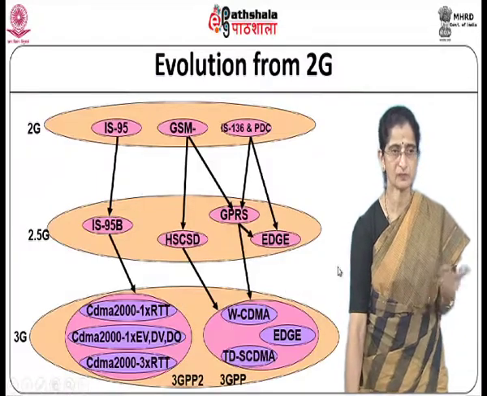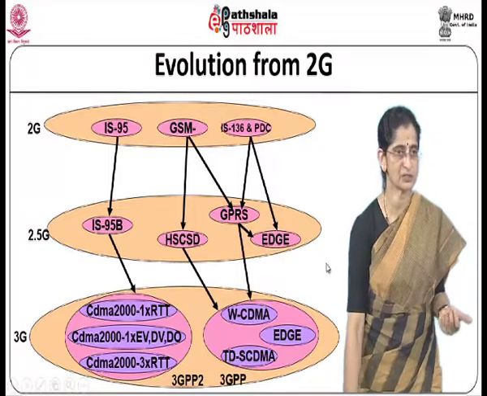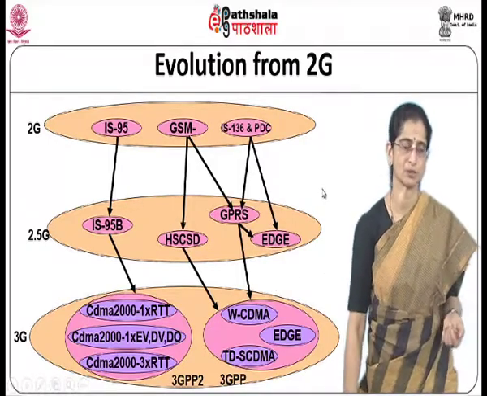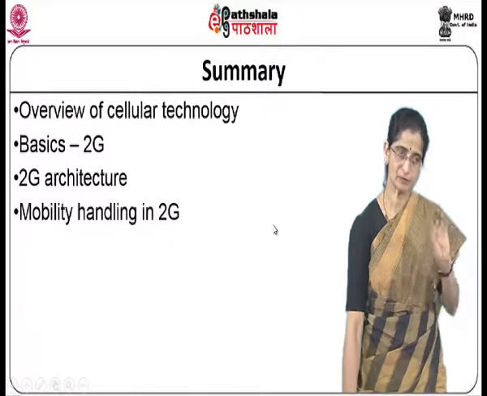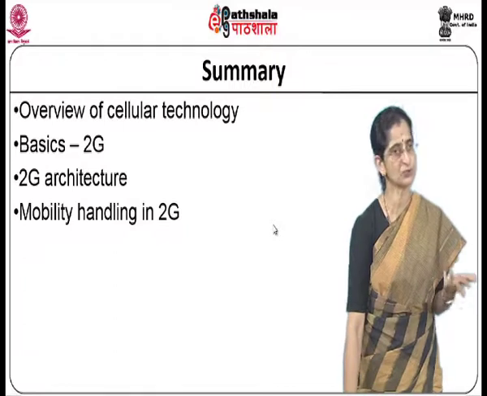So, this is the evolution from 2G to 3G. We will be looking at how the 2G to 3G evolution happens in a subsequent talk. To summarize, we have looked at the overview of cellular technology, the basics of 2G, the 2G architecture, and how calls are handled when mobility is there in a 2G network. Thank you.